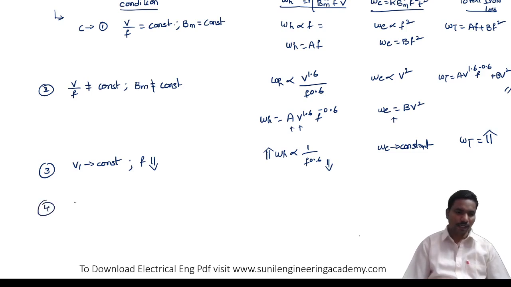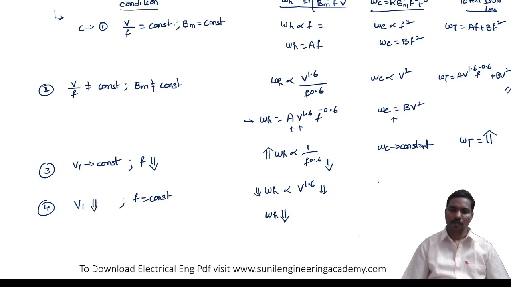Then the fourth case, if the voltage decreases and frequency is constant. In this formula, hysteresis loss is proportional to V power 1.6. As the voltage decreases, hysteresis losses will decrease. And what about the eddy current losses? Proportional to V square. As the voltage decreases, eddy current losses decrease a lot. So the total losses will decrease. All of you clear?